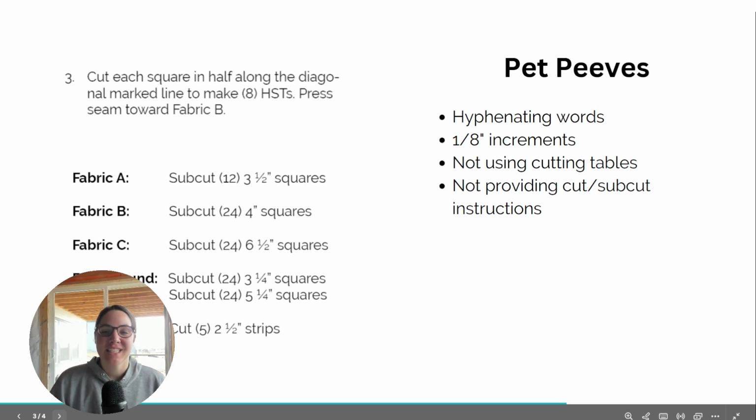Like, this is really, really critical. This is why most people are purchasing your pattern. So don't get lazy. You need to figure this out for them. That is part of being a pattern designer.